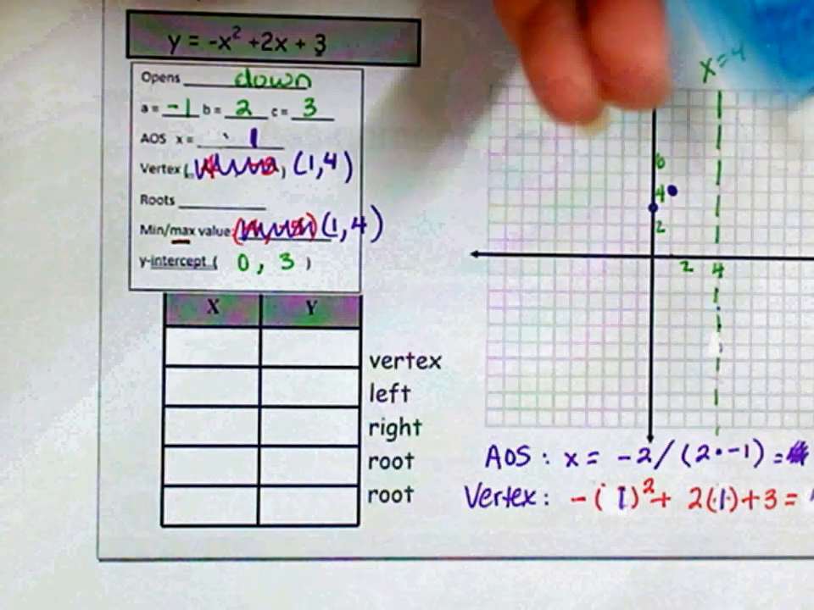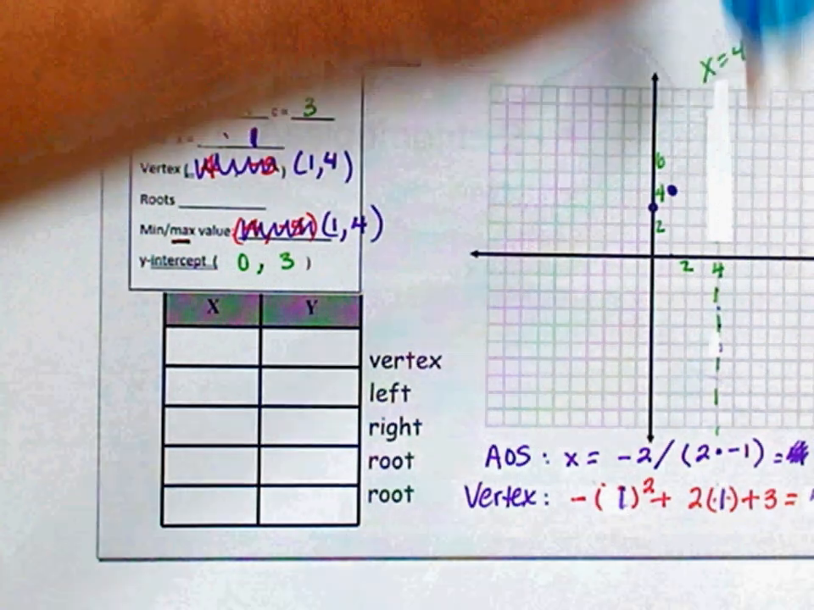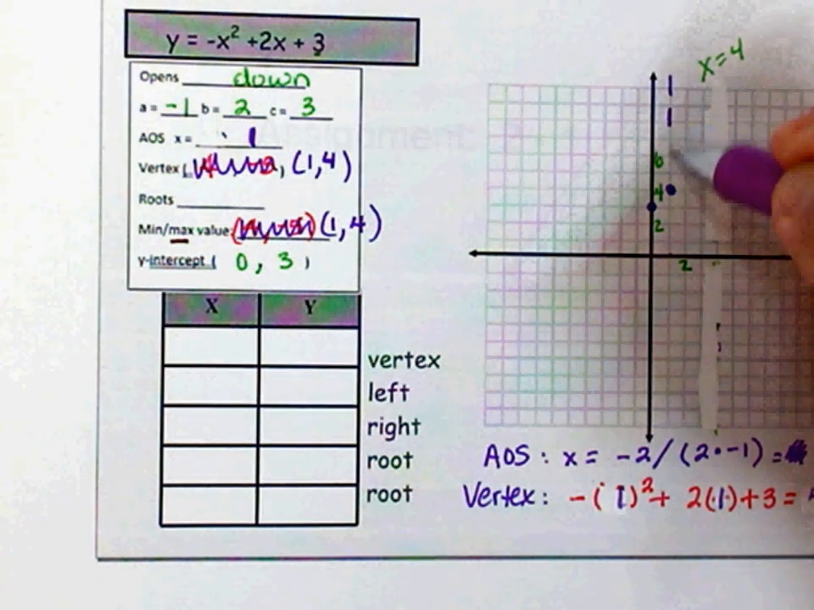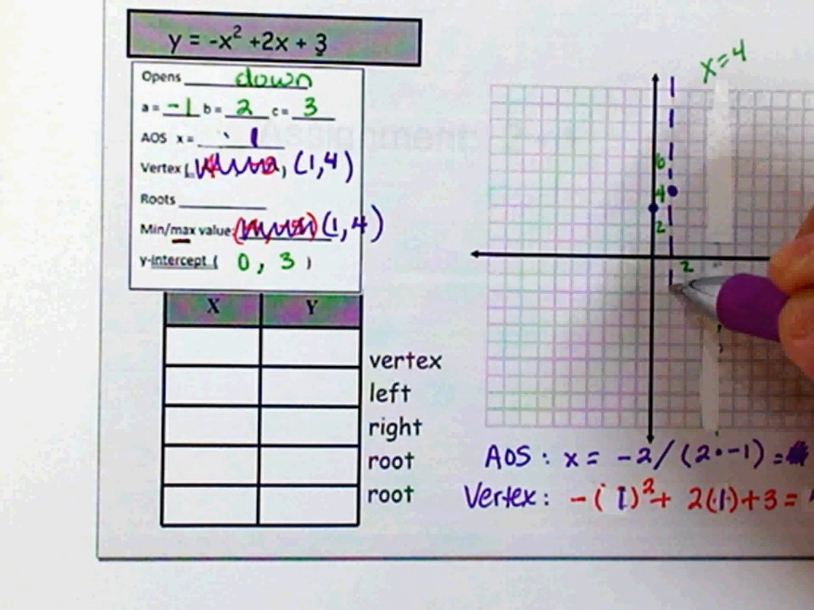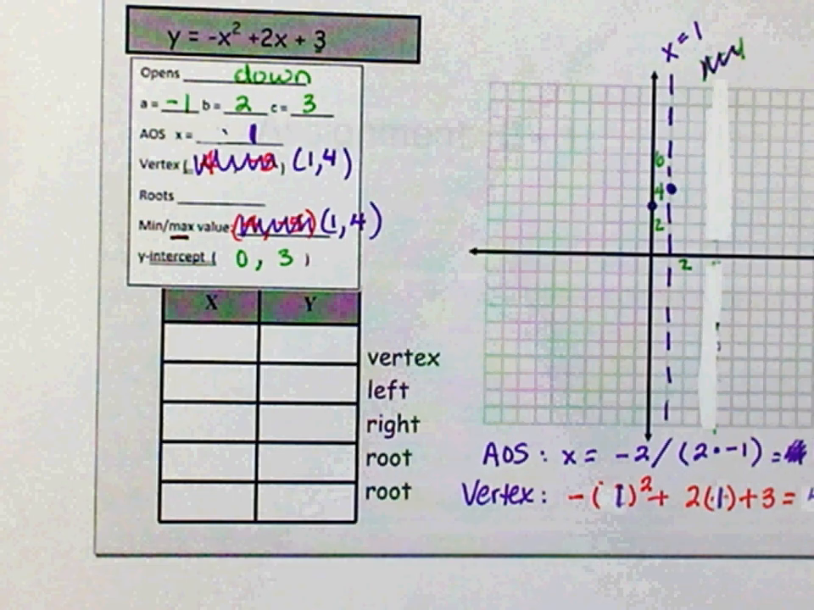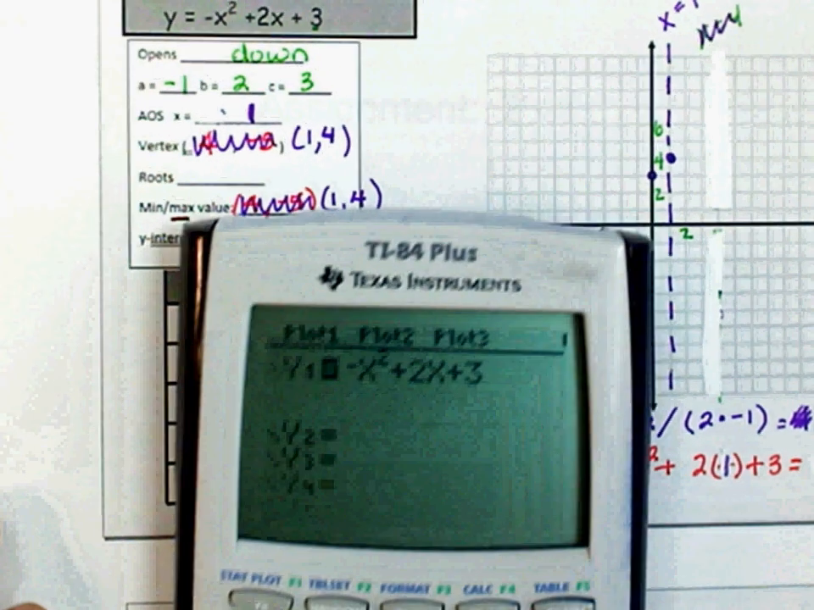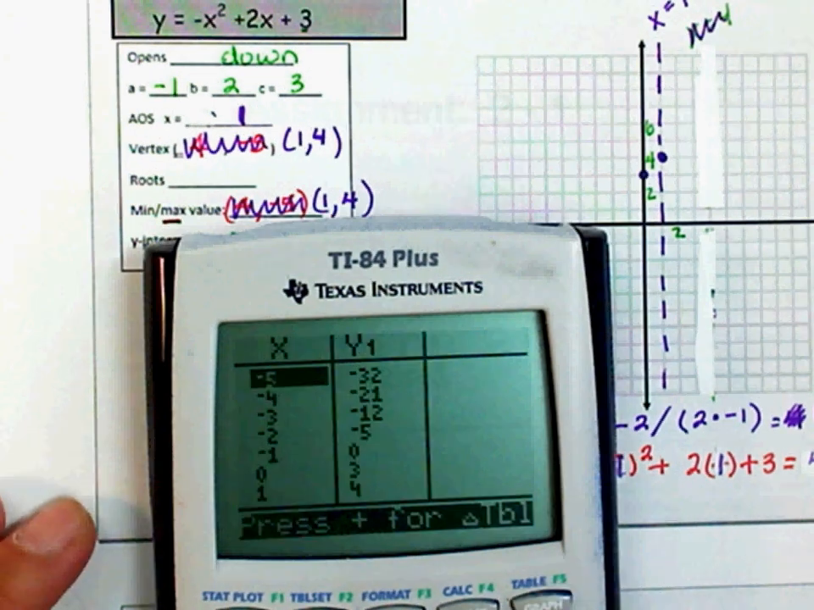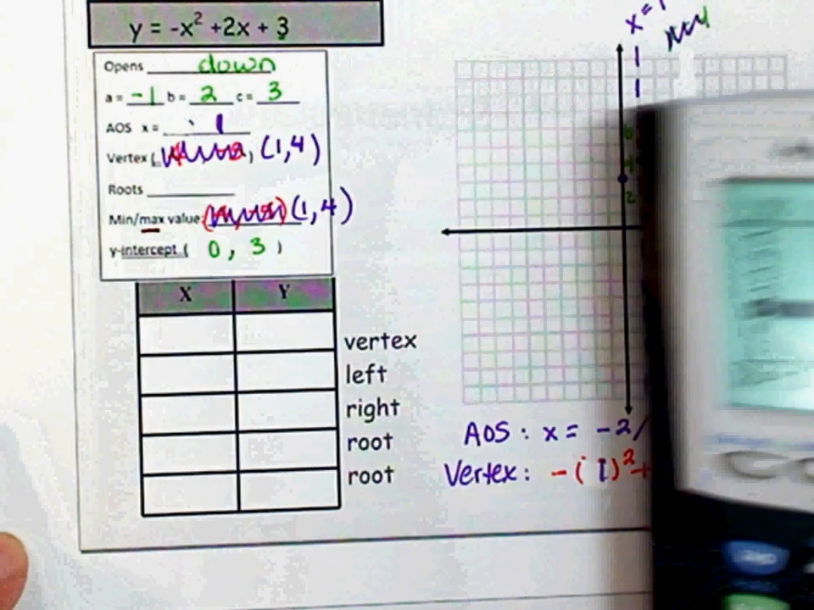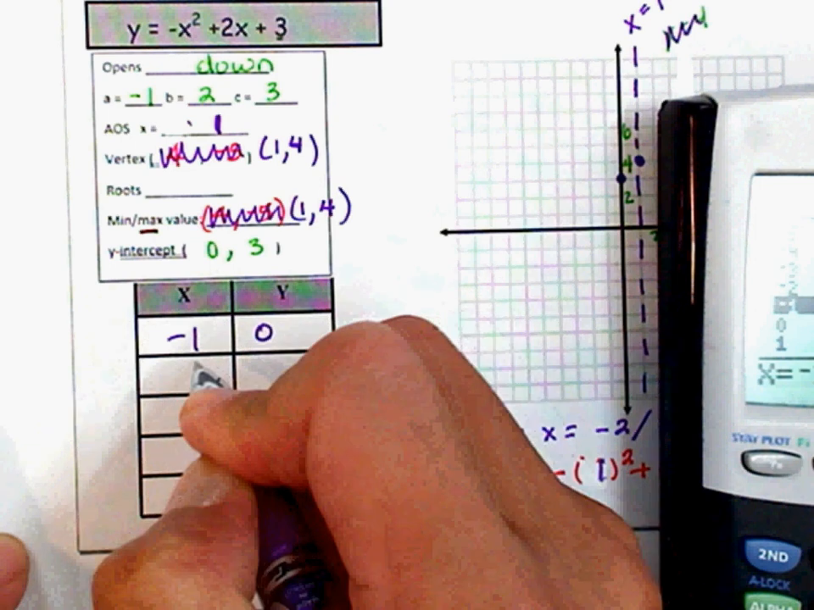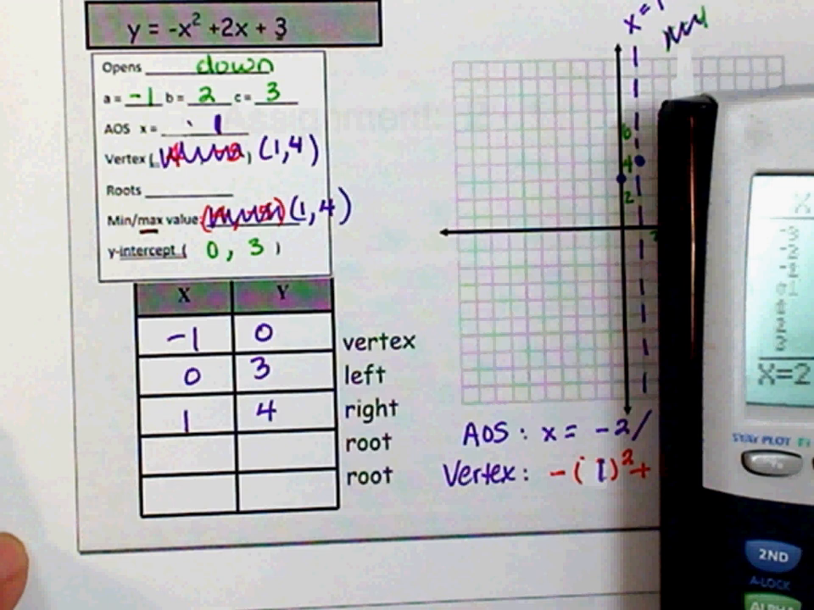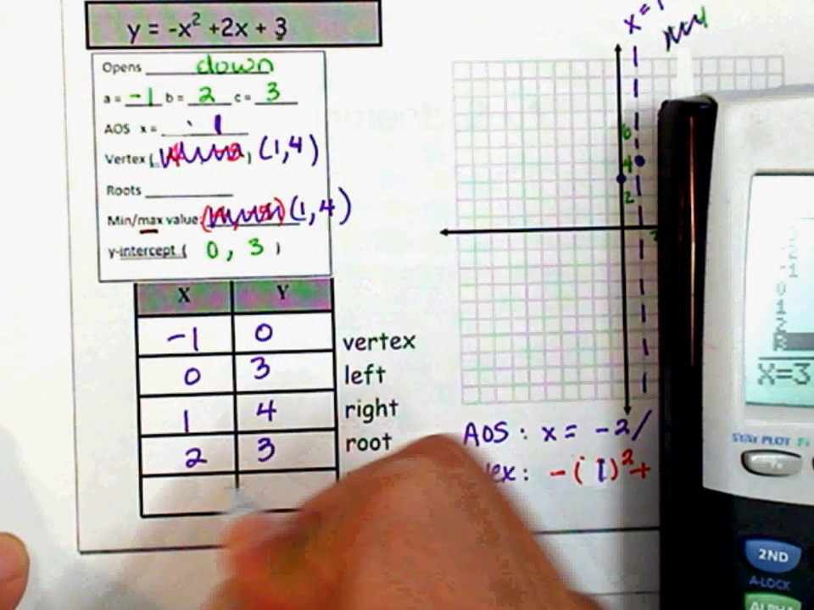So axis of symmetry is not right either. This is how you can always check yourself. All right, so here is your axis of symmetry, x equals 1. Let's go ahead and graph. Y equal, I type that in, go to your table. Your vertex is at positive 1 and 4, so let's go 2 up: -1, 0, 0, 3, 1, 4. Let's go 2 down: 2, 3, 3, 0.